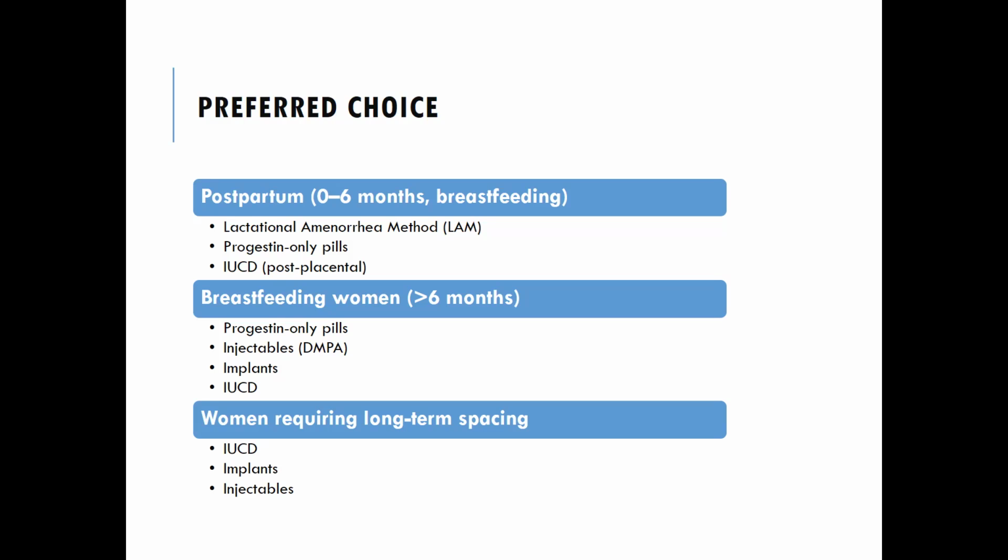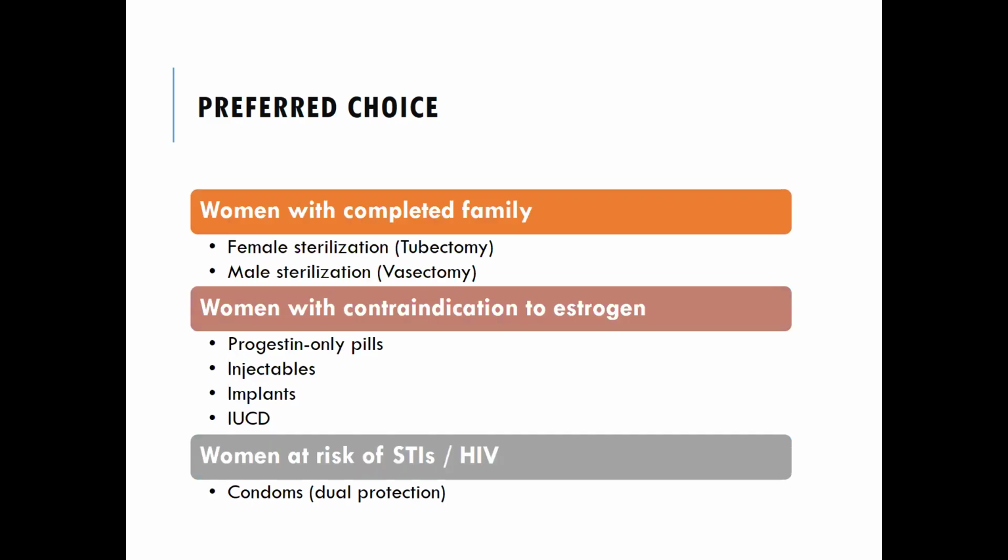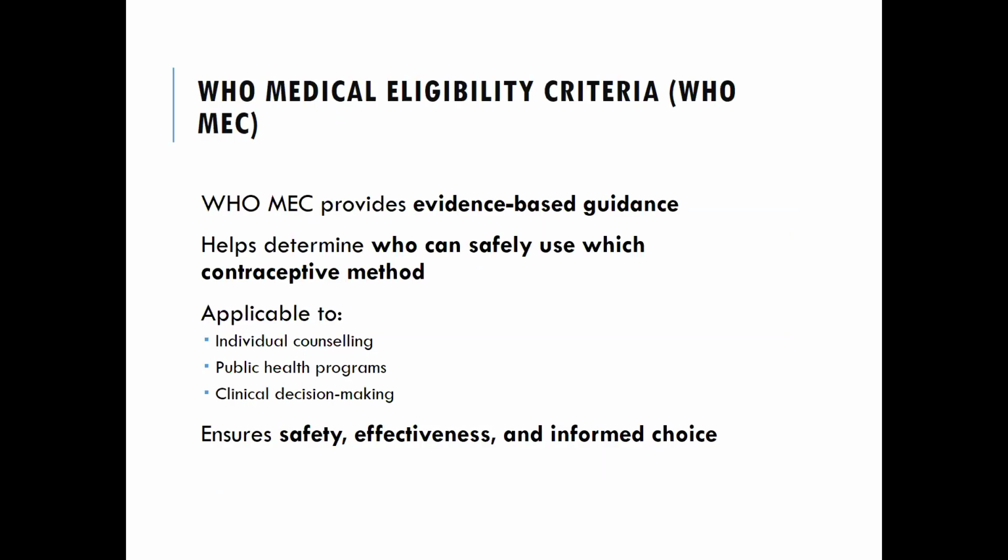If the woman asks for long-term spacing, then IUCD, implants and injectables are the preferred choices. If the woman has completed her family and asks for a permanent method, then female and male sterilization can be done. If the woman has contraindication to estrogen, then the other methods are progestin-only pills, injectables, implants, and IUCD. If the women are at risk of STIs or HIV, then condoms can be used.